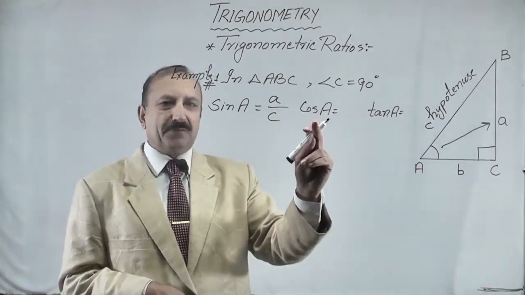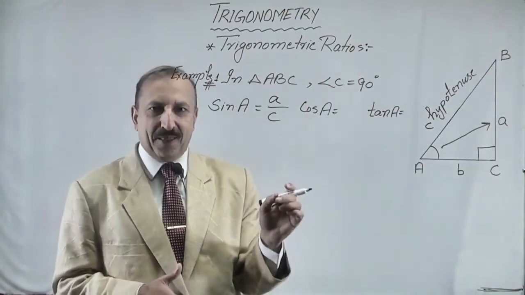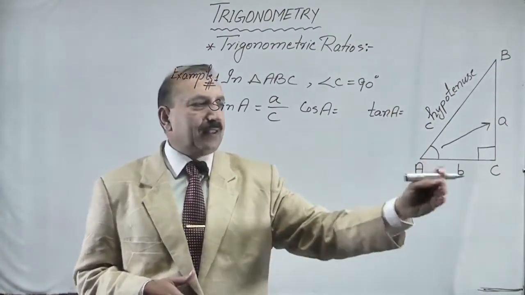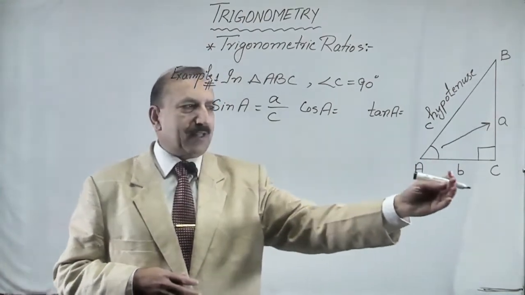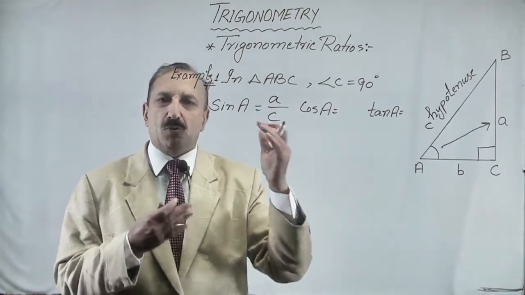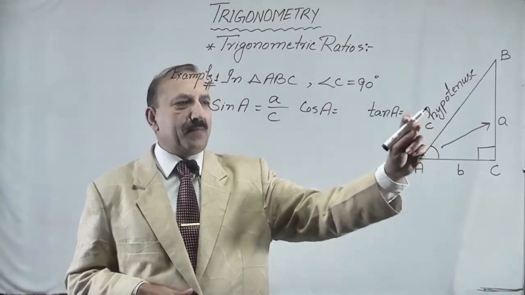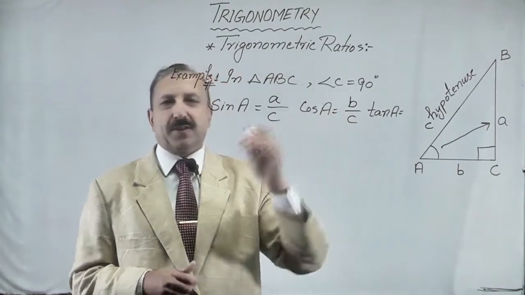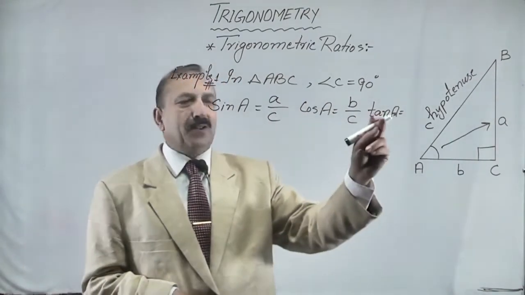Now look at cosine. We know cosine is equal to adjacent over hypotenuse. If this is opposite, this is hypotenuse, and the third side with which this angle A is actually made is called adjacent. So B is adjacent here. Cosine is equal to adjacent over hypotenuse. This is adjacent and this is hypotenuse, so cosine will be equal to B over C.